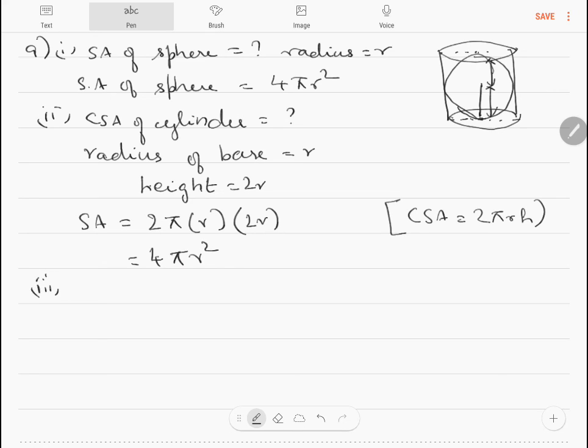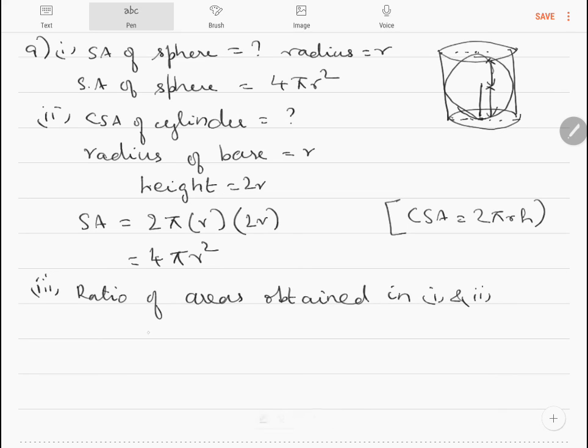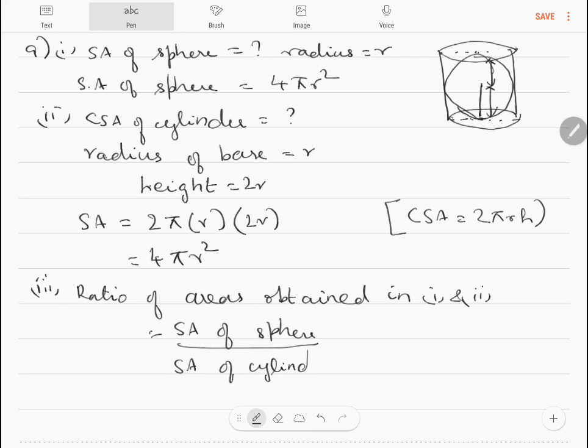Problem 3. The ratio of the areas obtained in 1 and 2. So the ratio of areas obtained in 1 and 2 will be the surface area of the sphere by the surface area of the cylinder, which is equal to 4 pi r square by 4 pi r square, which is equal to 1 by 1. So the ratio can be written as 1:1.